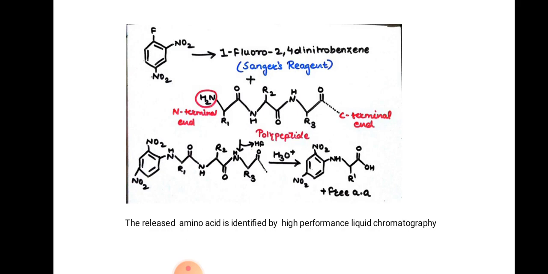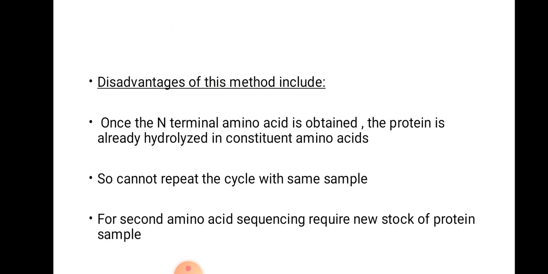That must be the N-terminal amino acid. So that N-terminal amino acid which bears the 2,4-dinitrophenol group is identified by chromatography. But what is the disadvantage of this technique? The remaining peptide is totally degraded by acid hydrolysis. That is the disadvantage of this technique. So, we cannot repeat the cycle with the same sample. So, for second amino acid sequencing, we require a new stock of protein sample.